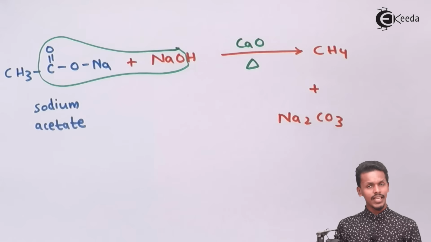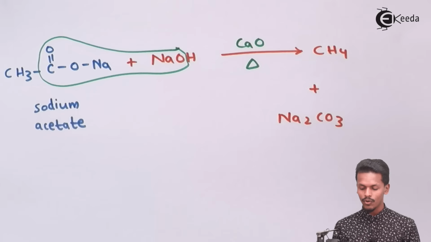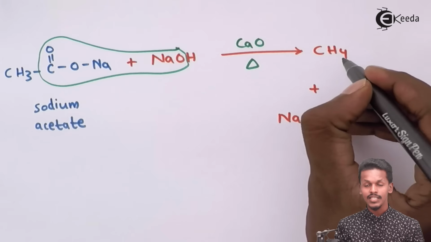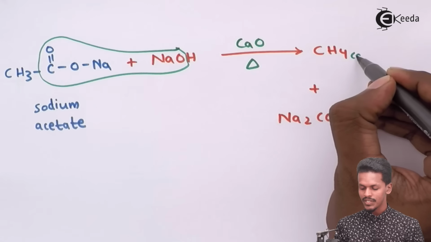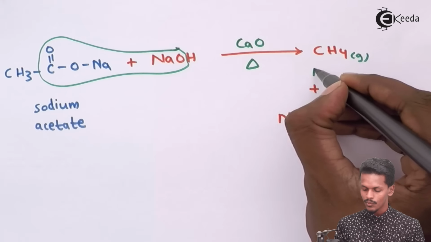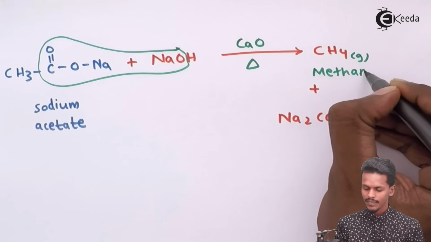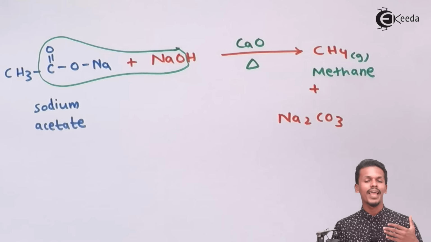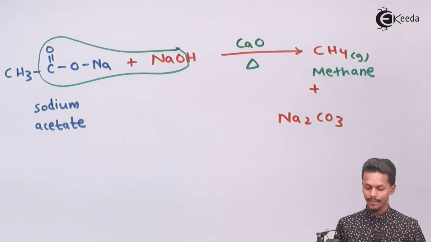So this is the byproduct that we have got. And what is the main product that we have got? The byproduct is sodium carbonate, and the main product in this case is methane, and methane is present in a gaseous state. So this is where we have converted the sodium salt of acetate to methane by the process known as decarboxylation.